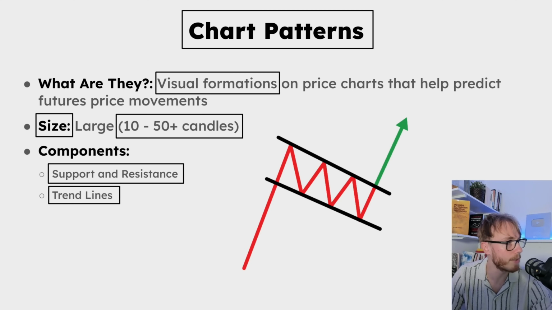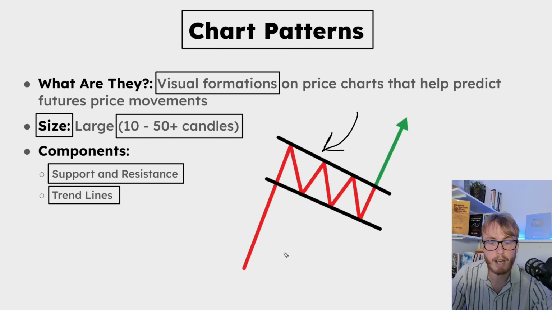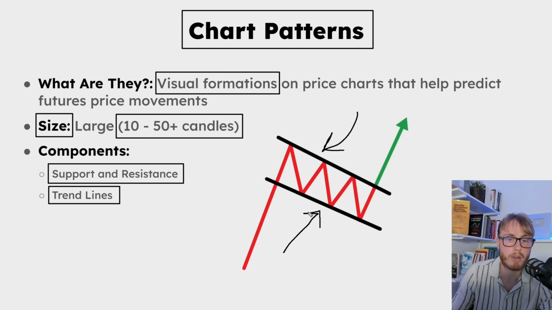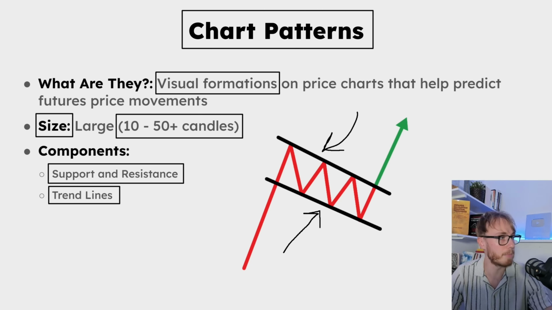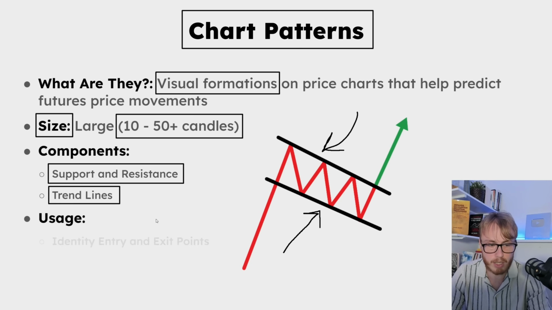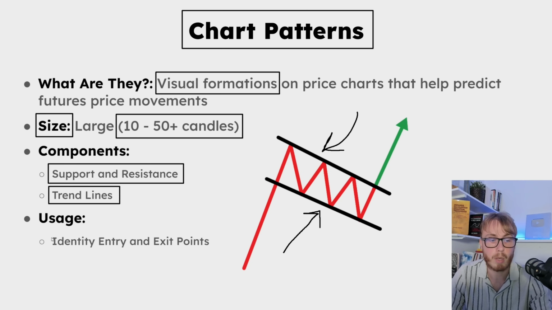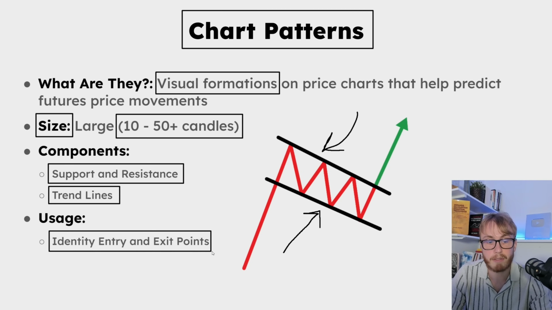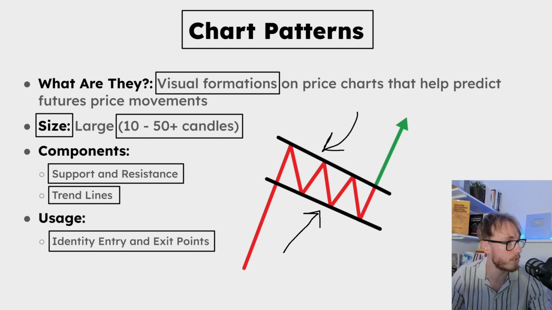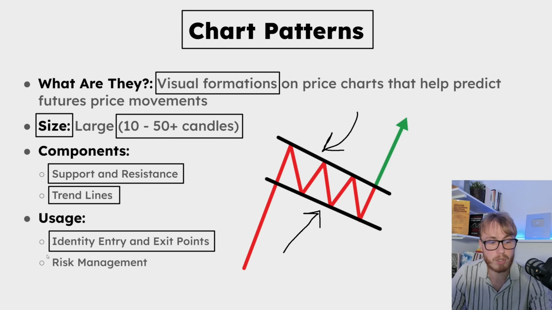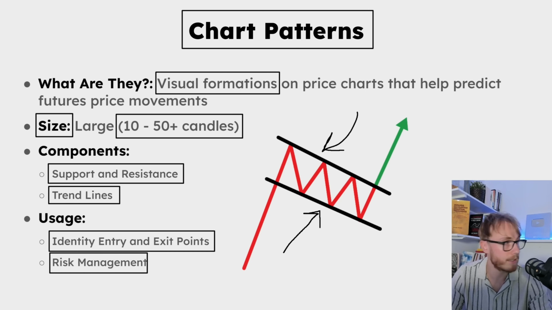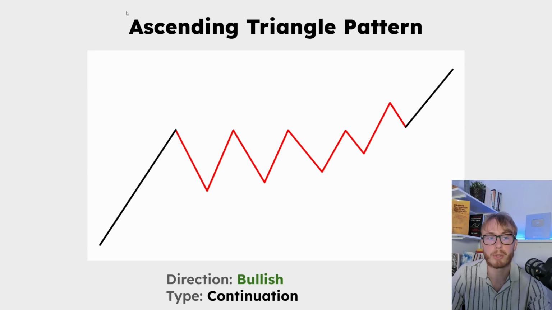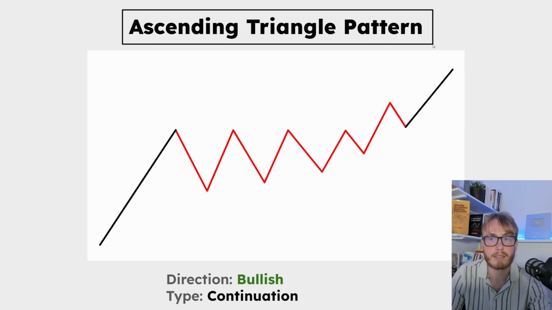And what is a trend line? Well, a trend line is basically a sloping resistance or a sloping support. So the principles we talked about earlier in the course can basically be applied for trend lines as well. And what is the usage here of chart patterns? Well, we use chart patterns to identify entry and exit points in the market, and we also use them for risk management. The first chart pattern I want to show you guys is called the ascending triangle.